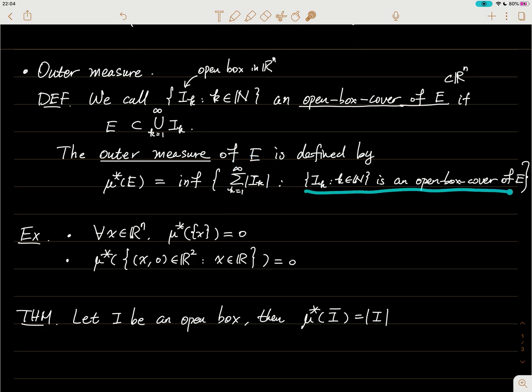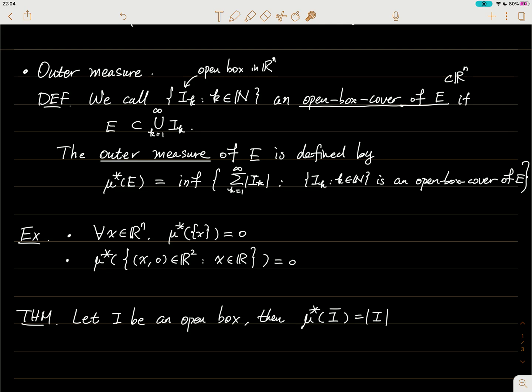Among all the open box covers, take the sum of the areas of the boxes for each open box cover. This means the area of the box I_k. So like this one, this is the area, just the height times the width. In 3D that's just the volume of the box. So you take this for each open cover, take the sum of the areas, and then the smallest value that you can get is called the outer measure.